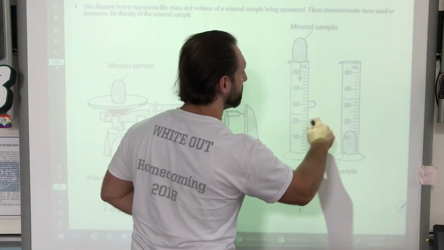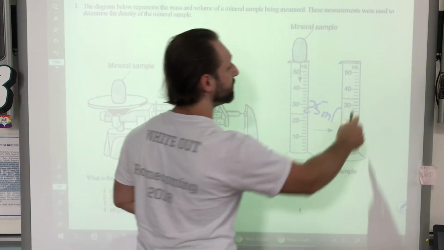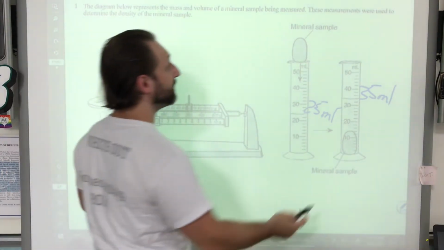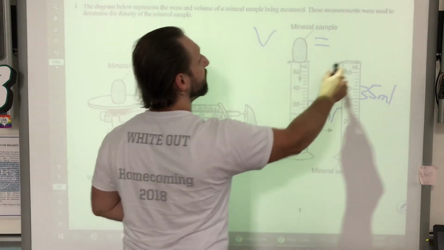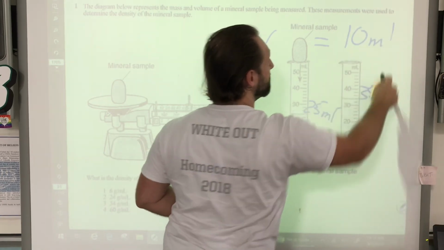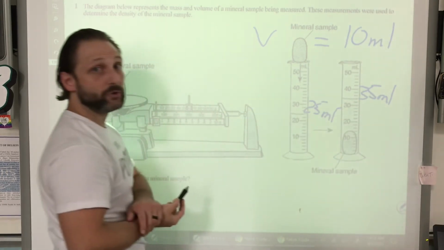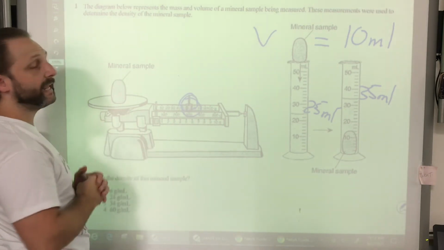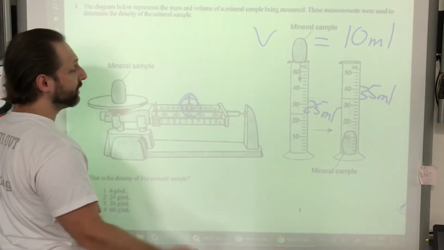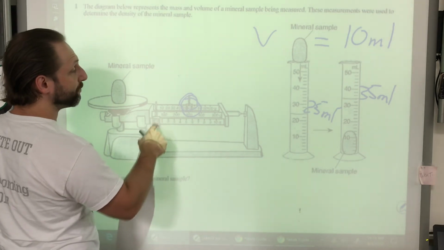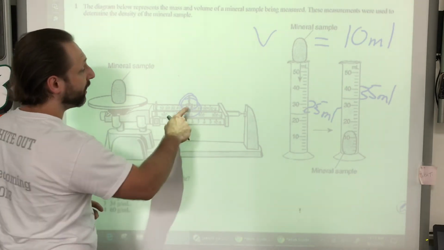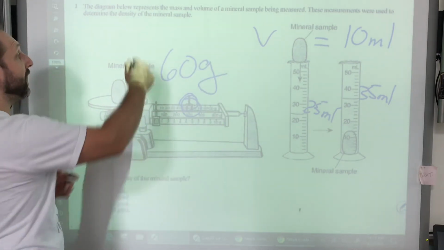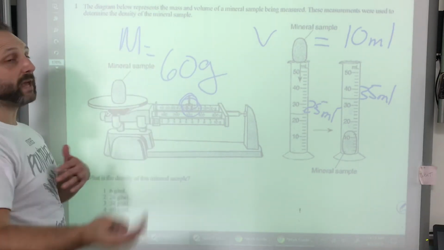So here we have 25 milliliters, here we have 35 milliliters, and there's going to be a difference. So the volume is going to equal 10 milliliters. That's the difference between the two of those. Over here, it's a little difficult to see, but that's where it has balanced the mass. We did not use any of the other beams to move over our masses, except this one, and it is 60 grams. So now we have our M, we have our V.